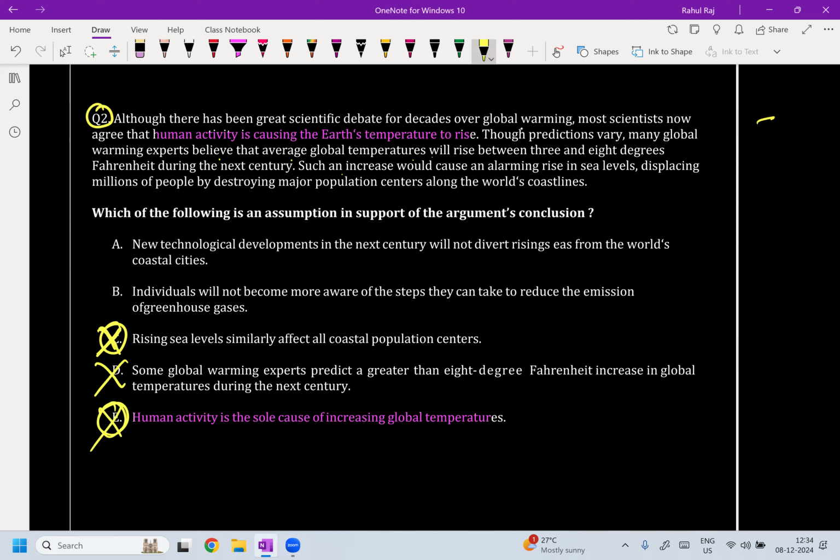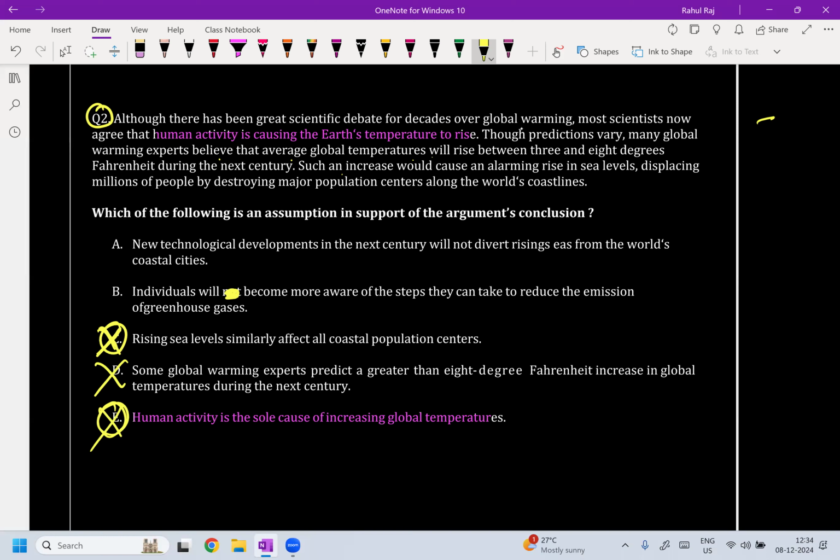Now I'm negating this. Individuals will become more aware of the steps they can take to reduce the emission of greenhouse gases. A lot of you have marked B. Can you tell me how it is weakening? Don't bother about whether it's right or wrong. But if you have marked answer B, what was the thought process? Please speak up. Don't worry about how you will sound. And don't ever mind my language, please. I can say you stupid and all. Don't worry about that. Please excuse me for that.